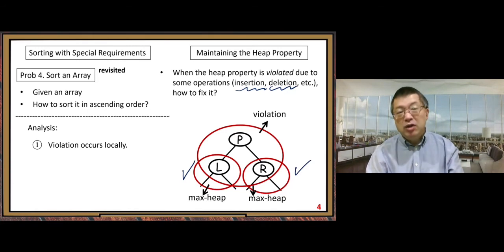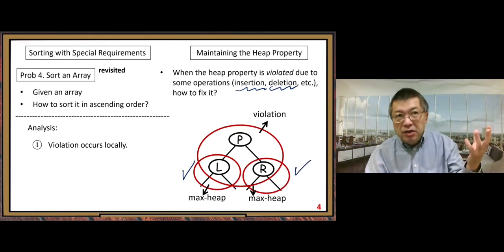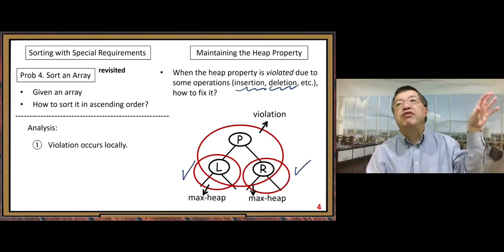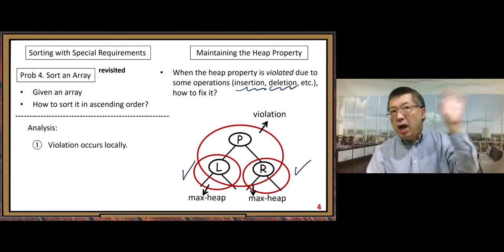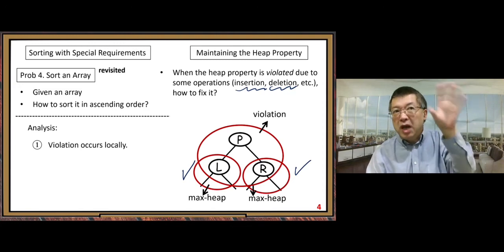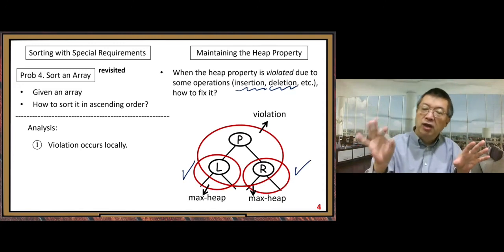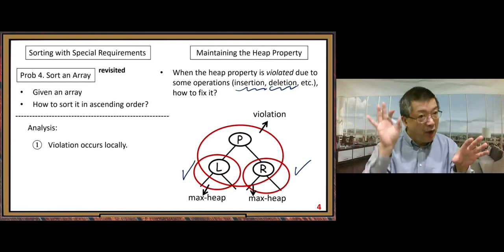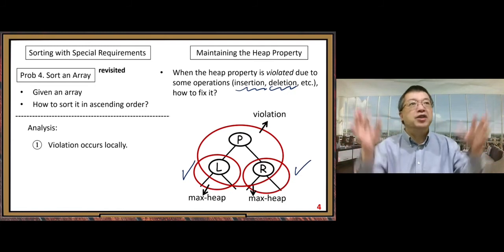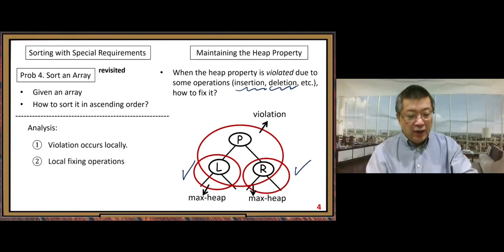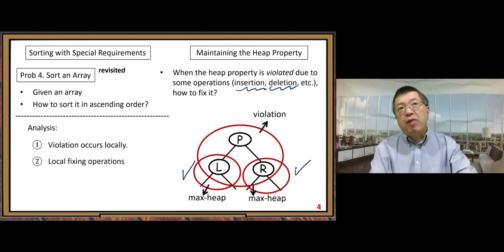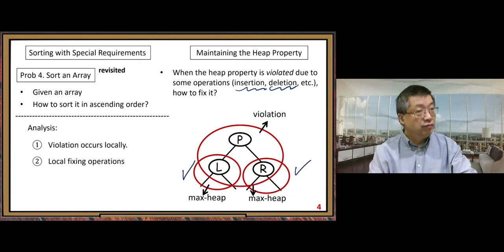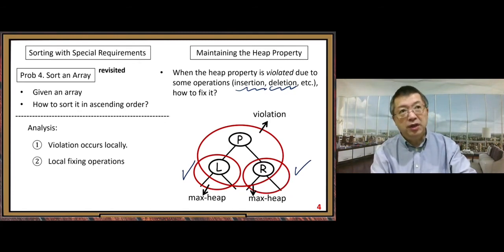For example, if our swap gets a left child node involved, then we may need to fix the left subtree. If our swap gets the right child involved, then we may need to continue to fix the right subtree, and so on. Okay? All right. So local fixing operations, swap. We will see the detail in the next slide.